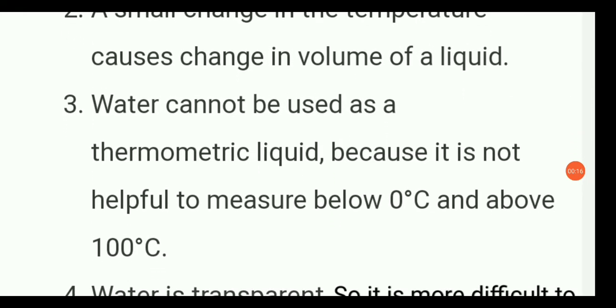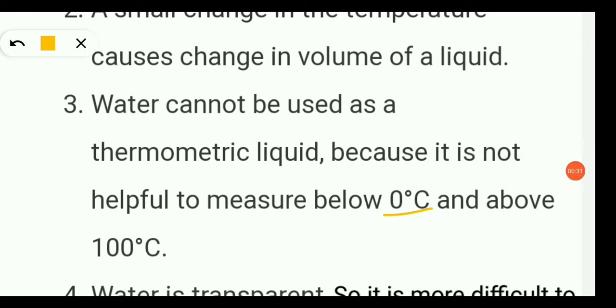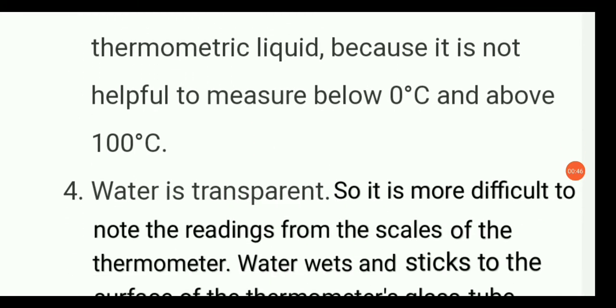Third point, water cannot be used as a thermometric liquid because it is not helpful to measure below 0 degrees Celsius and above 100 degrees Celsius. We know the freezing point of water is 0 degrees Celsius and the boiling point is 100 degrees Celsius. So we can measure only liquids within the temperature range of 0 to 100 degrees Celsius. Above these ranges we cannot measure. So we cannot use water.